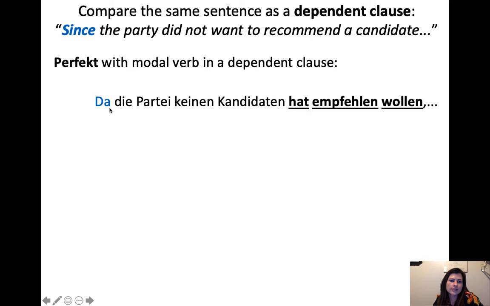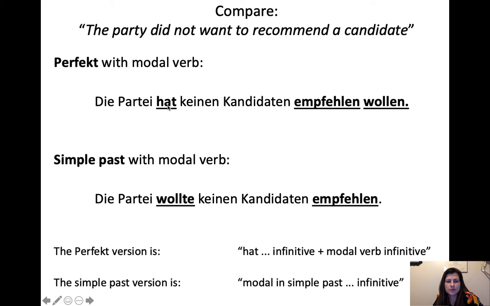So the fact that da is now there means that we can't have our verb in the second position anymore. We need to have our verb at the end. But the question is, how far do we kick it? So it is since the party, and then no candidate wanted to recommend, right? So normally the verb would come in the second position here. Die Partei hat keinen Kandidaten empfehlen wollen, like this. And so what we need to do is move this hat and kick it to the end. And you would imagine, usually when we do a verb kicking, we kick it all the way to the end.